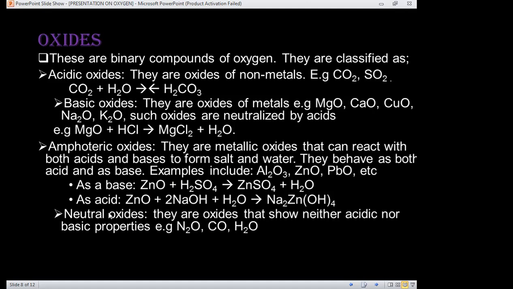Then the last class of oxide is neutral oxides. These oxides are the opposite of amphoteric oxides. They do not have acidic properties, they do not have basic properties. They are just neutral. They are neither acidic nor basic. Examples are water vapor, which is H2O, carbon(II) oxide, and laughing gas, N2O. All these are examples of neutral oxides.